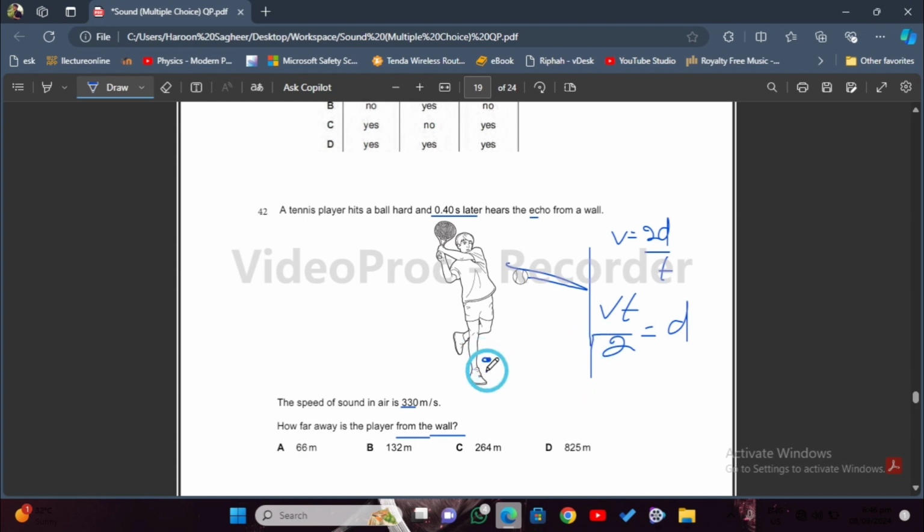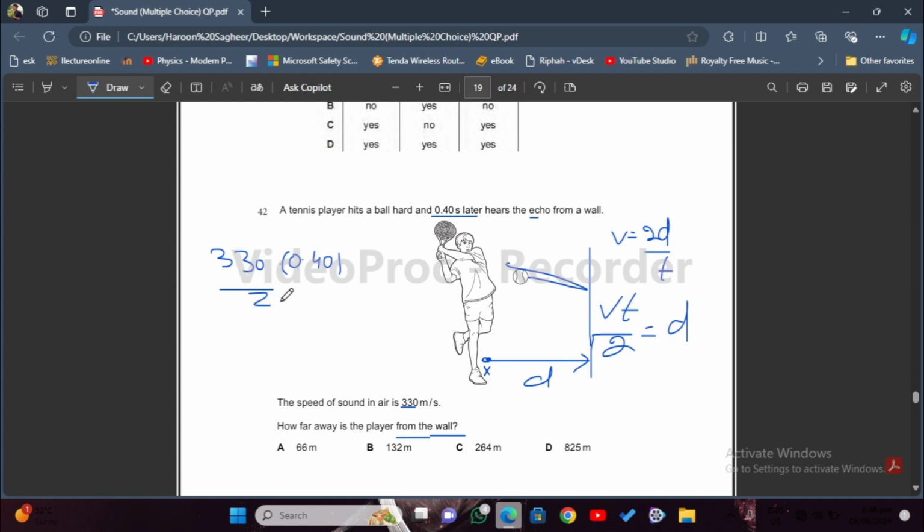Let's say here a player is standing at x, and that is the distance from the wall. Okay, just plug in the values, 330 into 0.4 divided by 2, and the value will be given. Let me write the values here, or I can solve it for you. 330 into 0.40 divided by 2. Let me use my calculator.